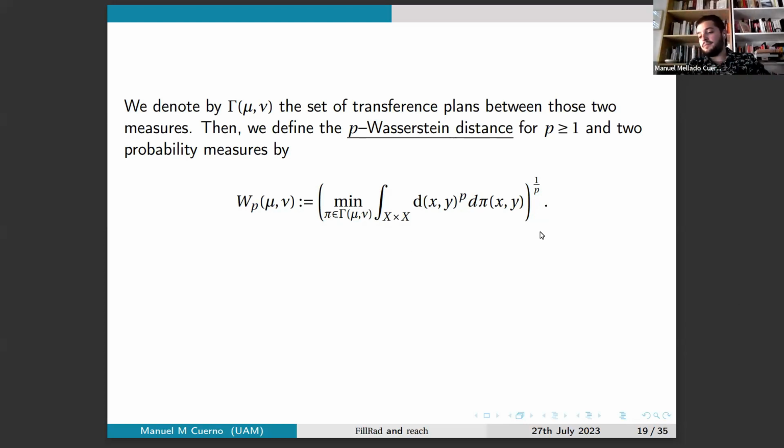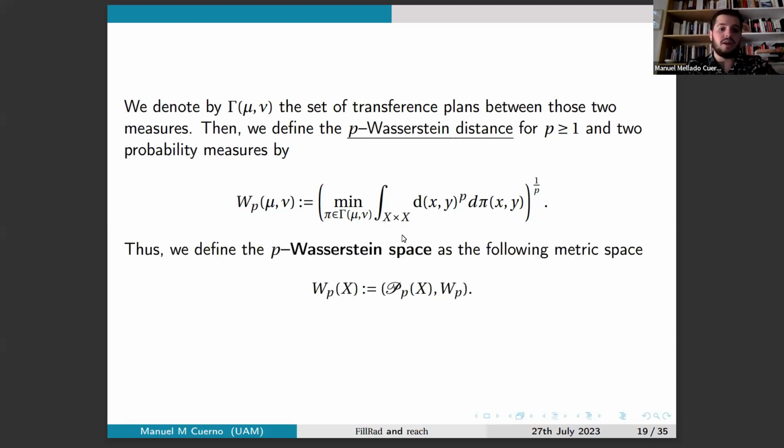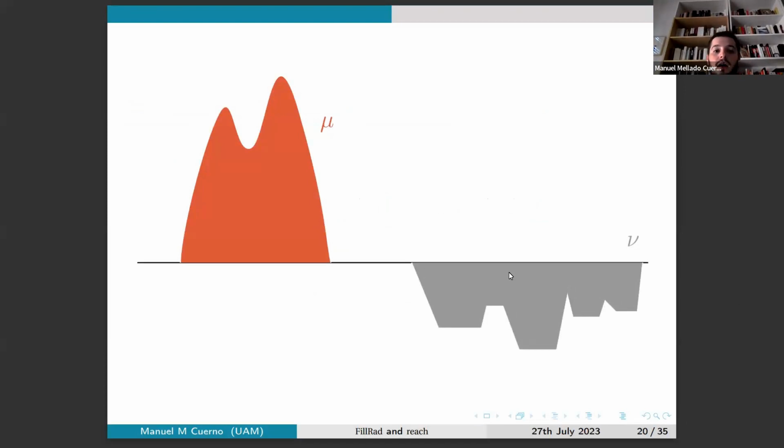This distance might seem a very abstract one, but it appears in an optimal transport problem. And we can define the Wasserstein space as the space of probability measures with finite p-th moment with this distance. We have these two piles of sand, the pile of sand mu and the pile of sand nu, and they have the same amount of sand. In this case, as they are probability measures, the amount of sand is 1. We want to know how to move the sand in mu to the whole of nu.